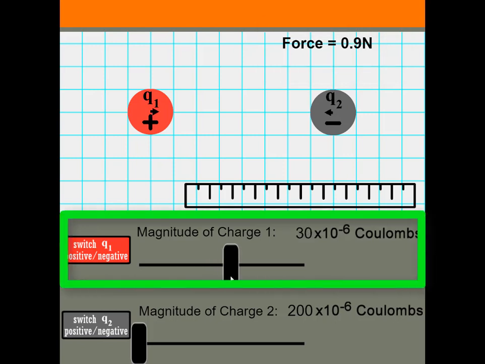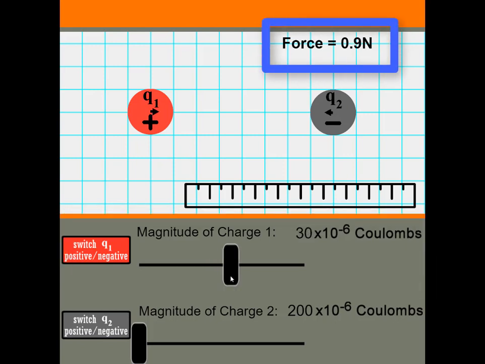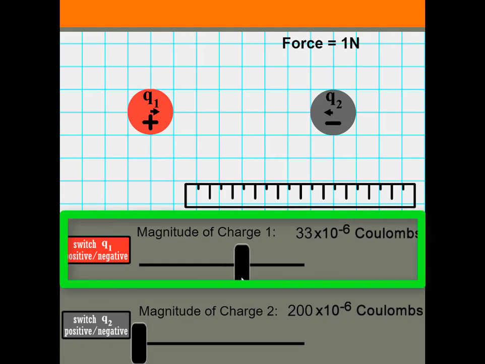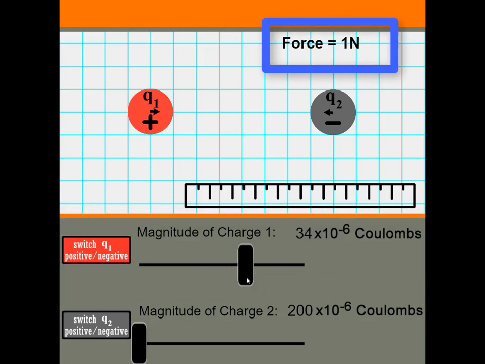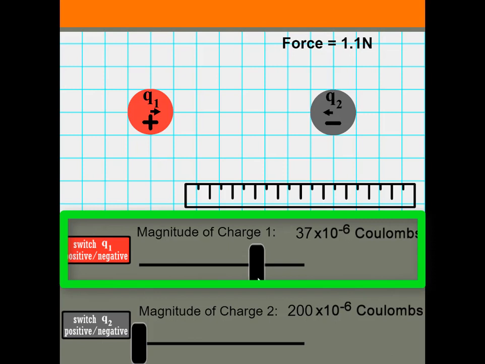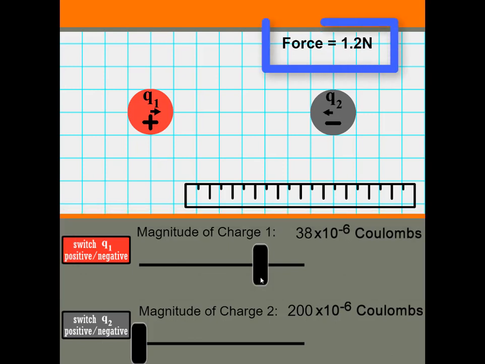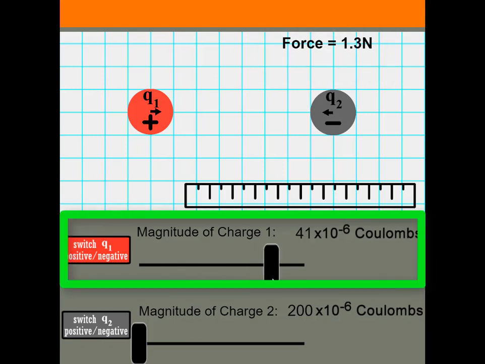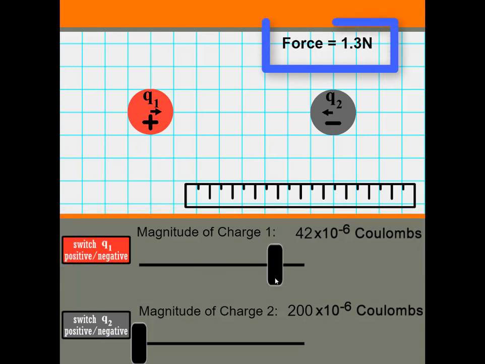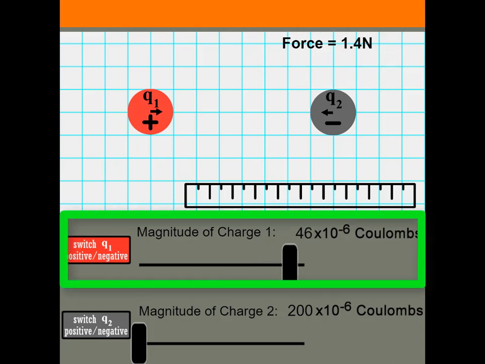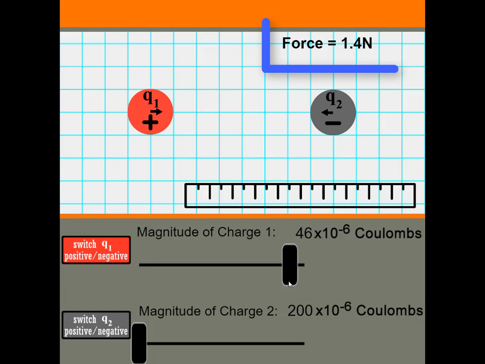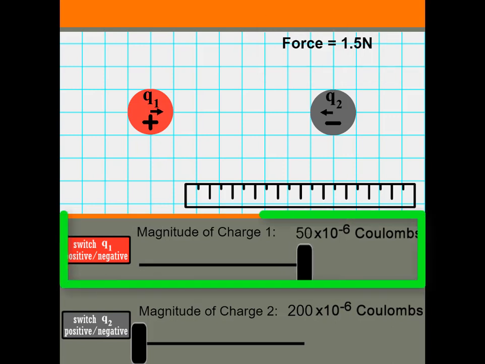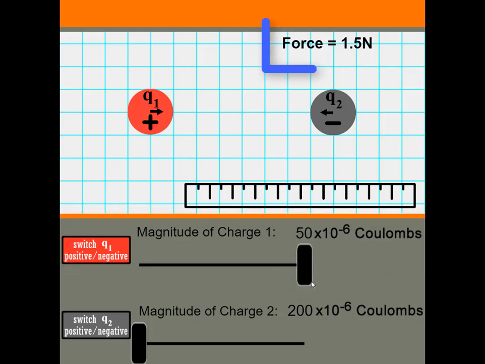30 times 10 to the power minus 6 coulombs, 0,9 newtons. 34 times 10 to the power minus 6 coulombs, 1 newton. 38 times 10 to the power minus 6 coulombs, 1,2 newtons. 42 times 10 to the power minus 6 coulombs, 1,3 newtons. 46 times 10 to the power minus 6 coulombs, 1,4 newtons. And 50 times 10 to the power minus 6 coulombs, 1,5 newtons.